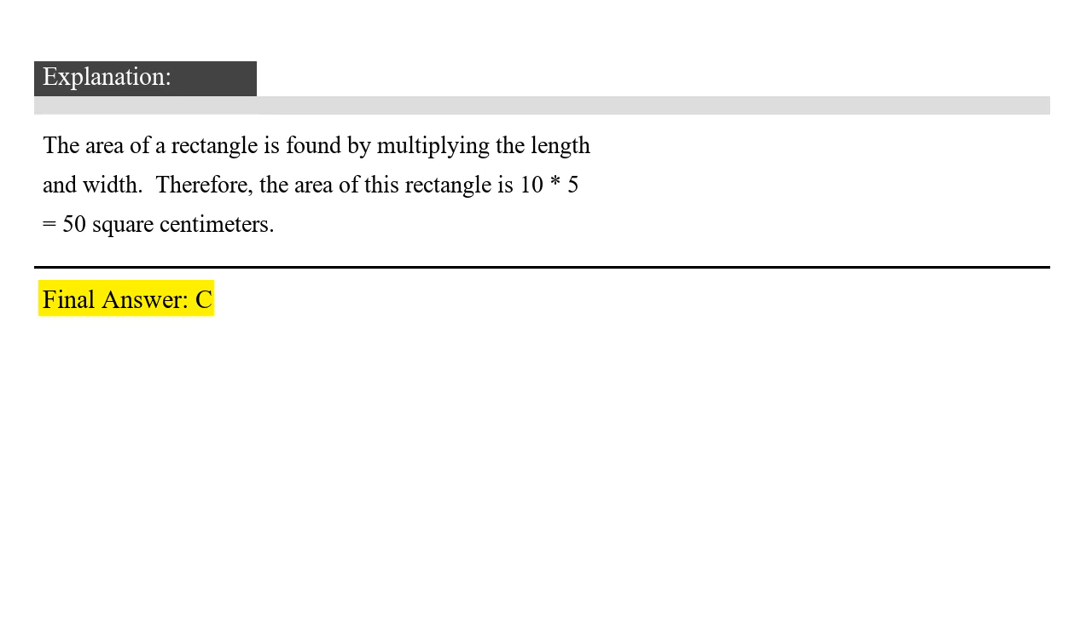we can use a Venn diagram to solve this problem. Let the number of people who liked only... The area of this rectangle is 10 times 5 equals 50 square centimeters.